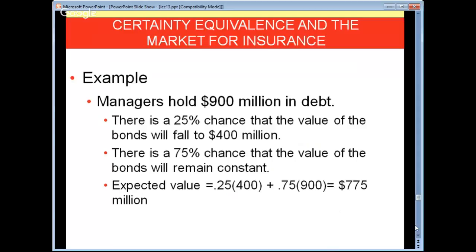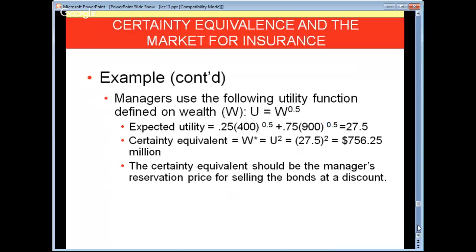Well, let's suppose the manager has the following utility function. Basically, the wealth, which is in dollars, basically the bonds, it's the square root of the wealth, or W to the 0.5.